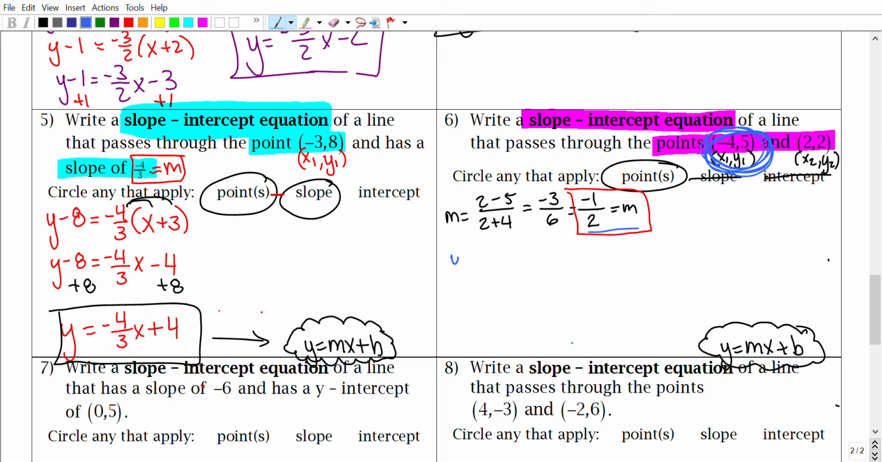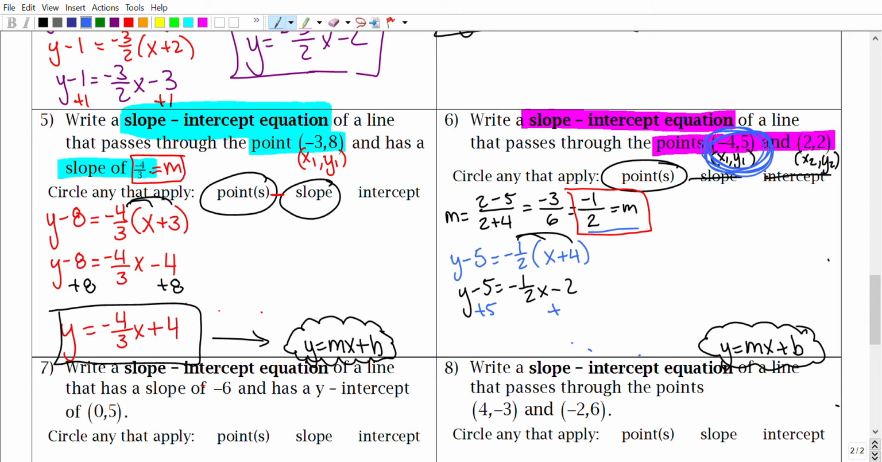So what do I get? I get y minus, my y1 is 5, equals -1/2 x minus a -4, which is actually a +4. You guys know what to do from here. We distribute. We get y minus 5 equals -1/2 x minus 2. Last step.